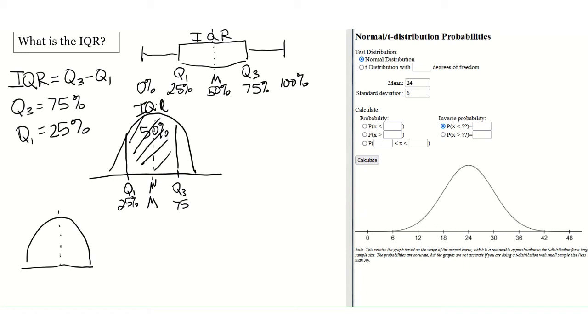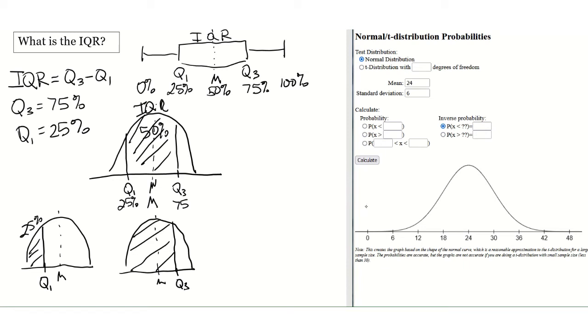So this first one, here's the median. We want to solve for this lower end. That is going to be my lower 25%. Then I'm going to solve for my Q3, and that's going to be this whole area, and that is 75%. And then I'm going to take the difference of these two. So this is what I'm solving for.